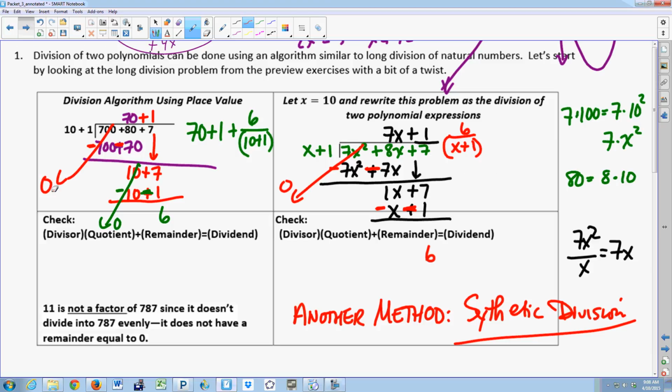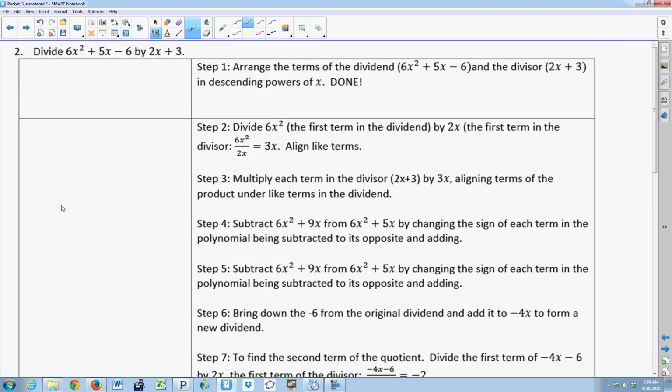So let's take a look at one more problem. We're going to go through this. Then we're going to cover a really important theorem called the factor theorem today, and then you'll have the rest of the class to work on it. So let's suppose we had to divide 6x squared plus 5x minus 6, and we want to divide it by 2x plus 3.